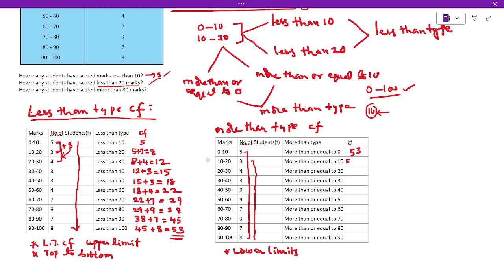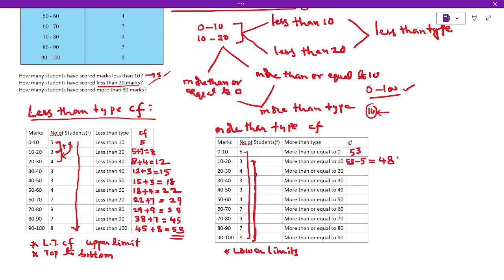So here we already have 53 as the total, and adding all these numbers is the same as taking the total and subtracting the number of students from it, right? So therefore 5 students are there. These 5 students, who are those? These 5 who got marks less than 10 marks. We don't want them, we want only more than or equal to 10. So therefore it is equal to 48.